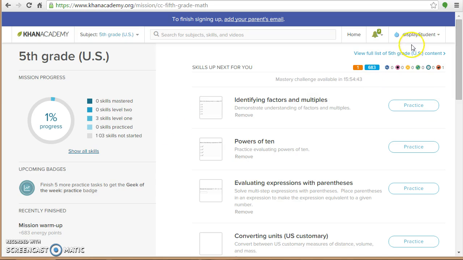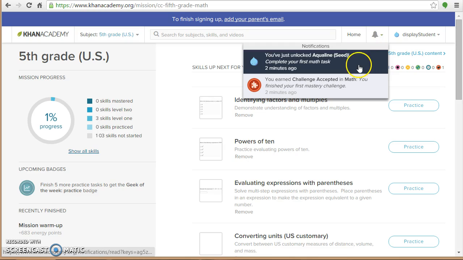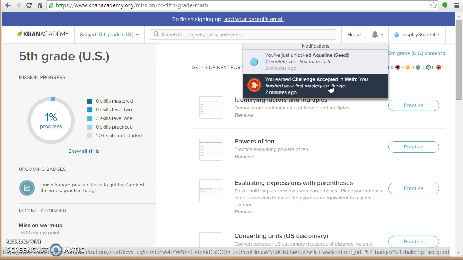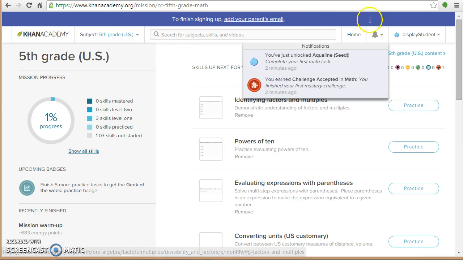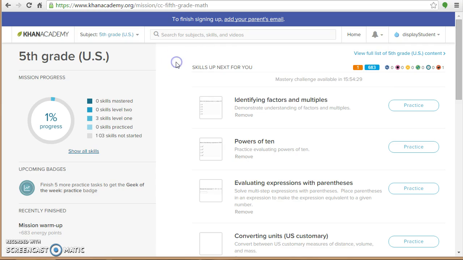I will be able to check into this and see. You obviously have 2 notifications now. You can click on it and it's saying, hey, you completed your first math task. Now you have your new avatar, and you have earned a badge for challenge accepted. So continually check back on your notifications.